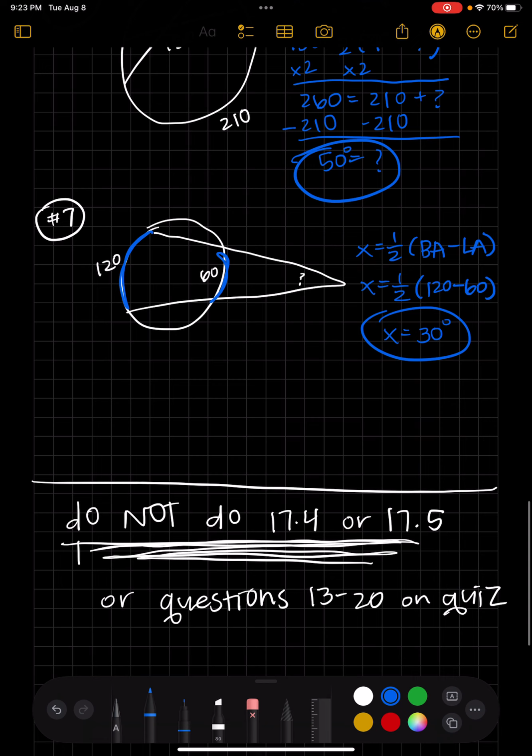And like I said, do not do self-check 17.4, 17.5. I've already excused you from those. And then don't do questions 13 through 20 on the quiz. Those are the ones that you do not have to do. I want you to do questions 1 through 12. Those are the only ones I'm going to grade.